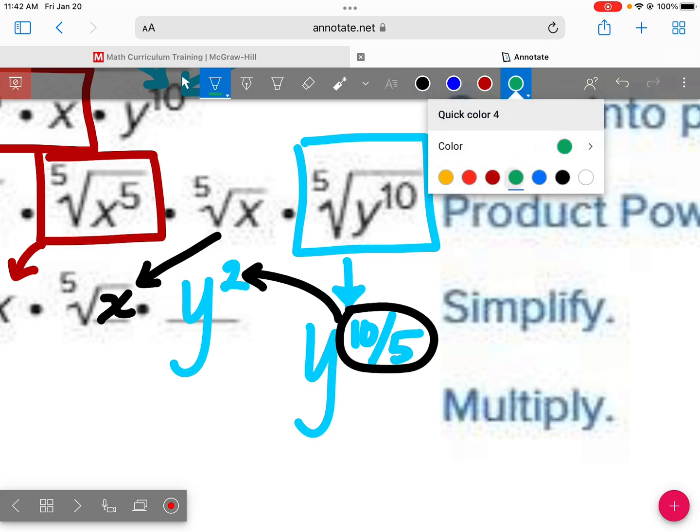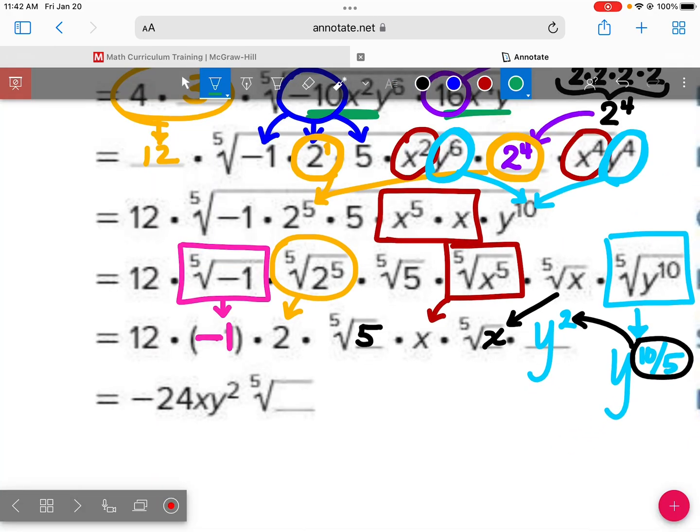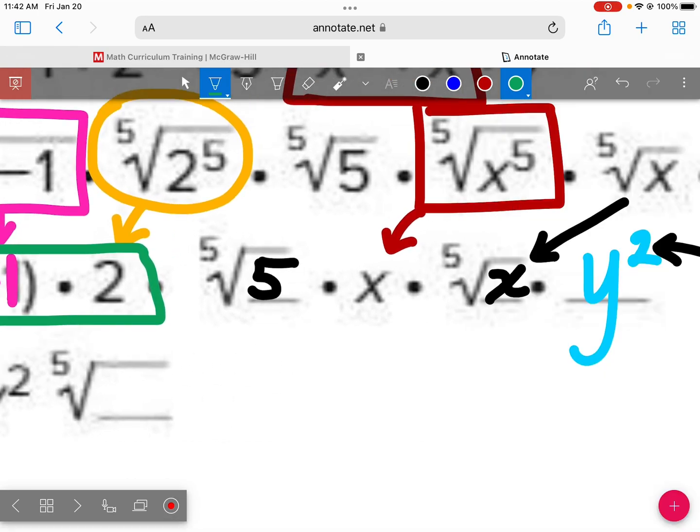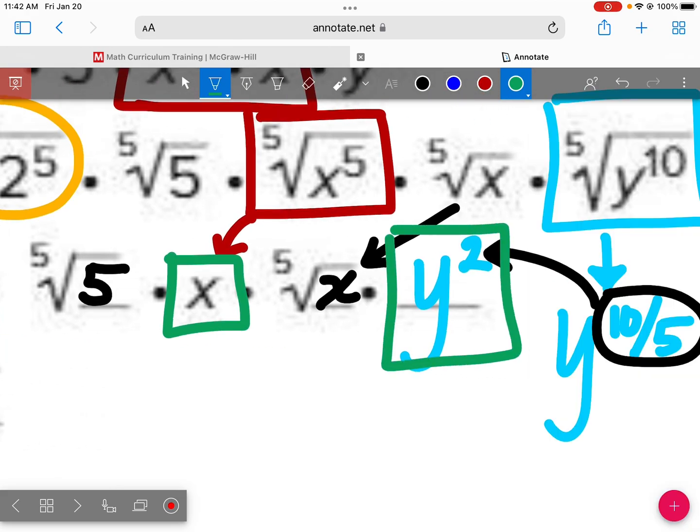All right, we are almost done with this one. Look right here on this next to last line. Tell me everything that is not under a radical. 12, 2, -1 I heard. All of those are not under the radical. X is not under the radical. And y squared is not under the radical.